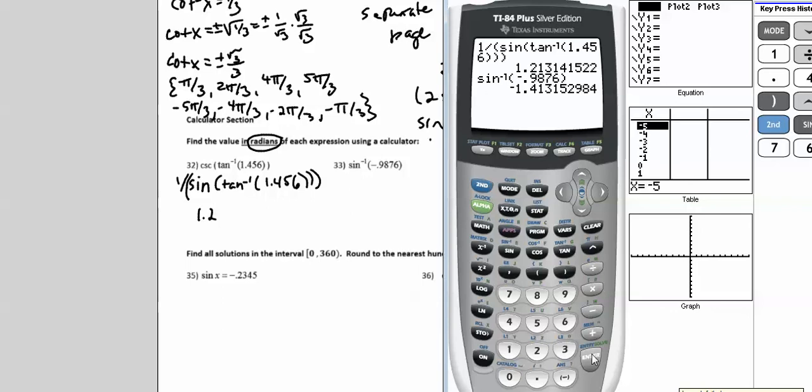for 34. So we said we were going to change it to inverse cosine and do 1 divided by 2.3456. Okay, so we get approximately 1.1 for that one. So I'm going to put those answers in.